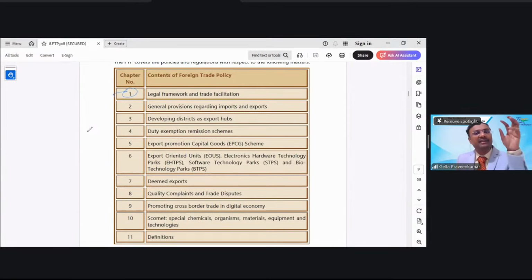What we need to understand with respect to DGFT, the IEC, interlinking between indirect tax and direct tax, the List 1, List 2 kind of thing, and the SCOMET list. Then general provisions: you can make a note, expect a theory question for 4 marks from these general provisions with respect to imports and exports.